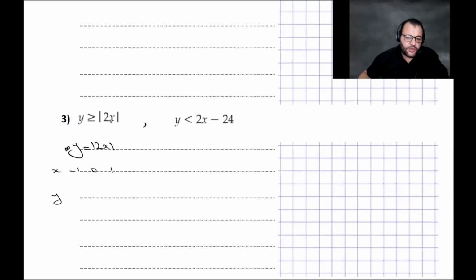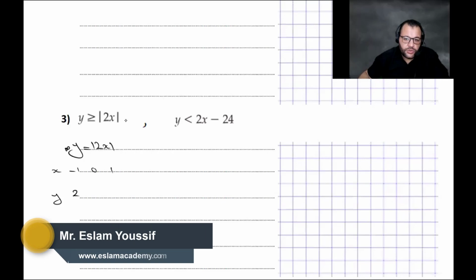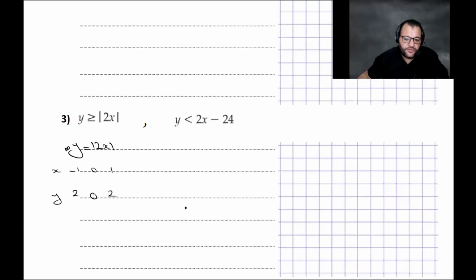2 times -1 is -2. Please, I will not check anything because I'm explaining now, just wait. 2 times -1 is -2, and outside the absolute value, it will be 2. 2 times 0 is 0, so it will be 0. 2 times 1 is 2, and outside the absolute value, it will be positive 2.